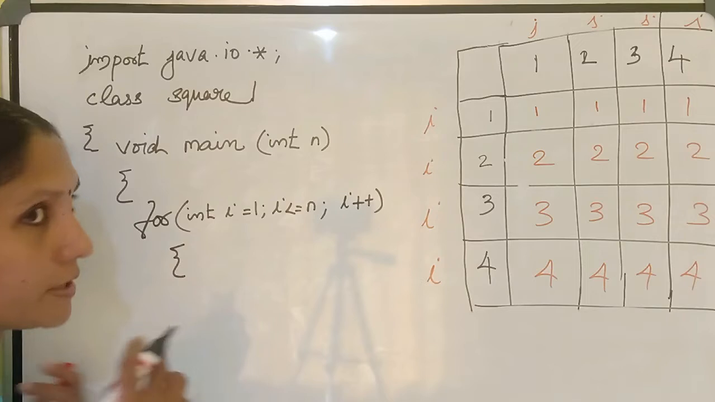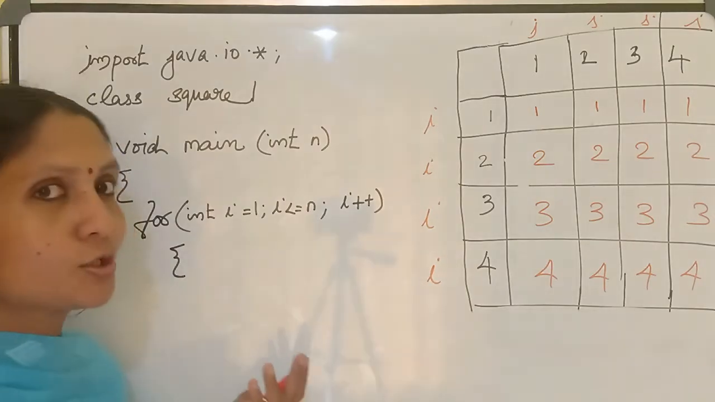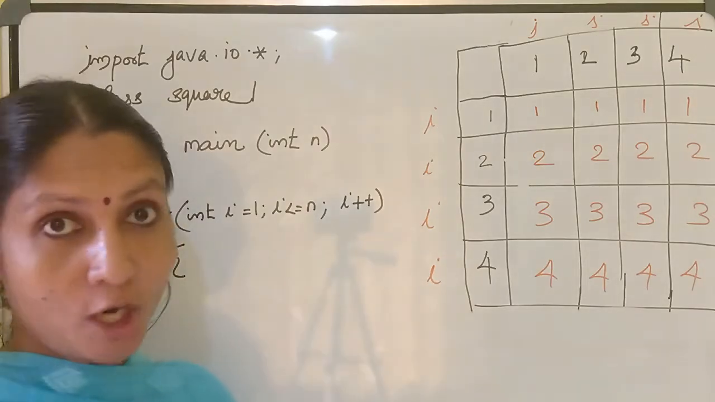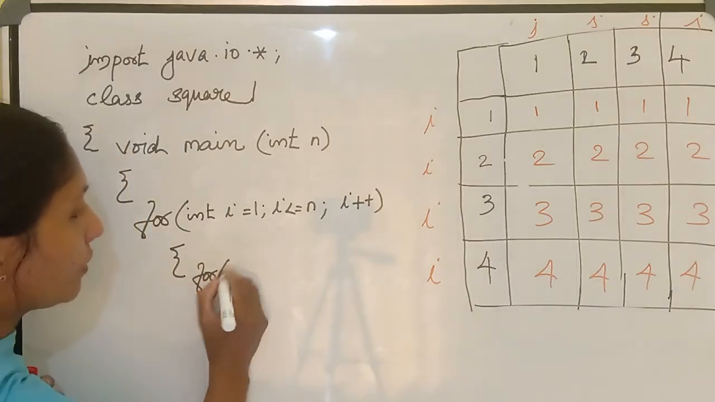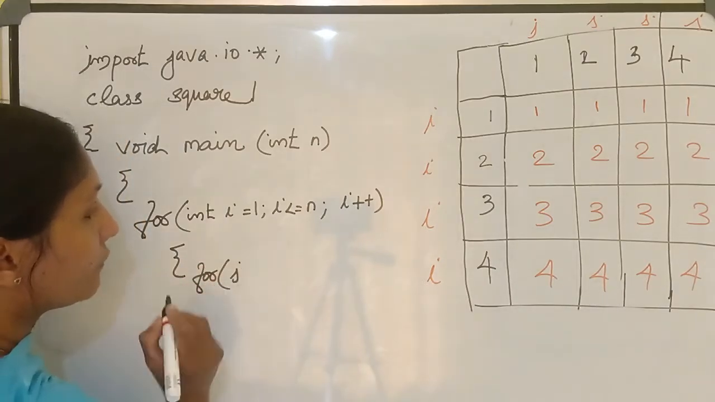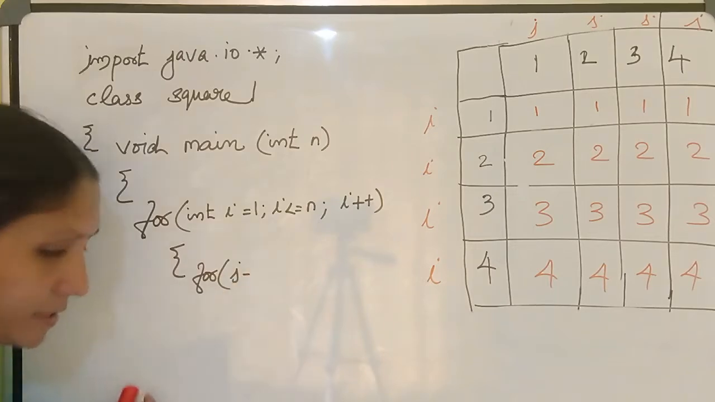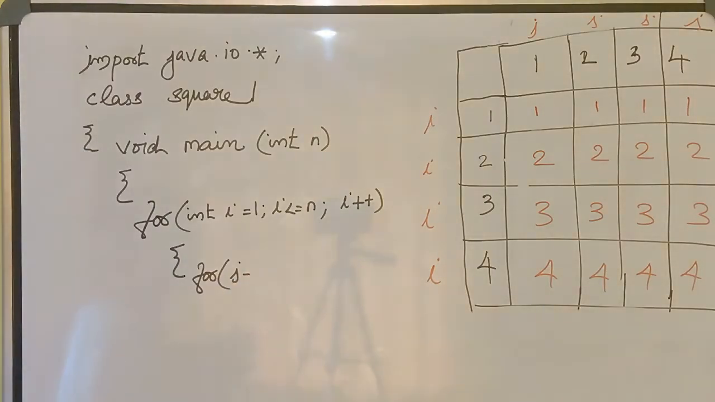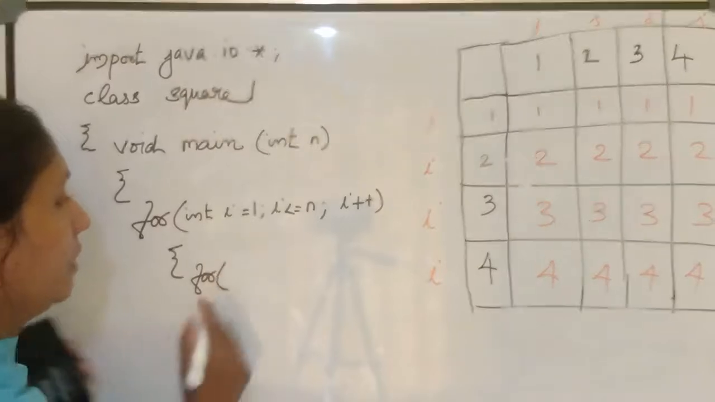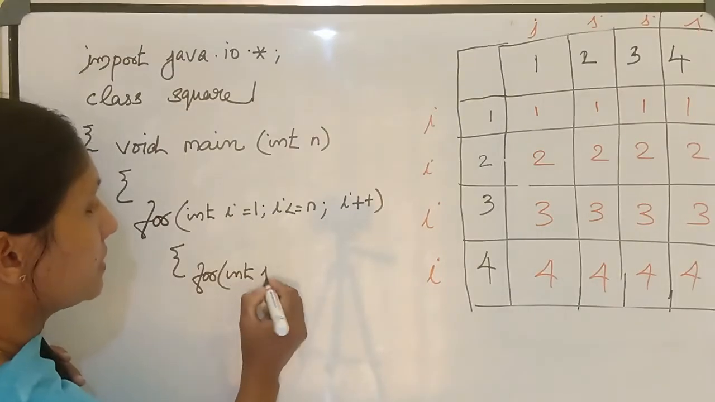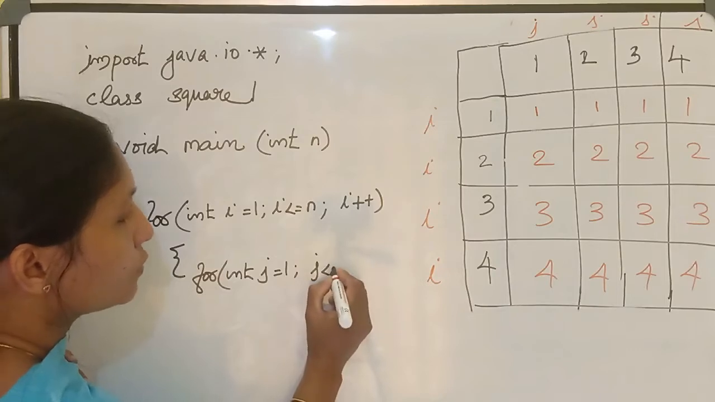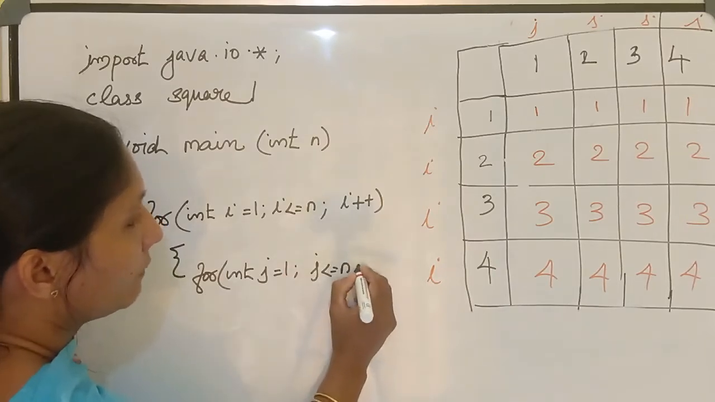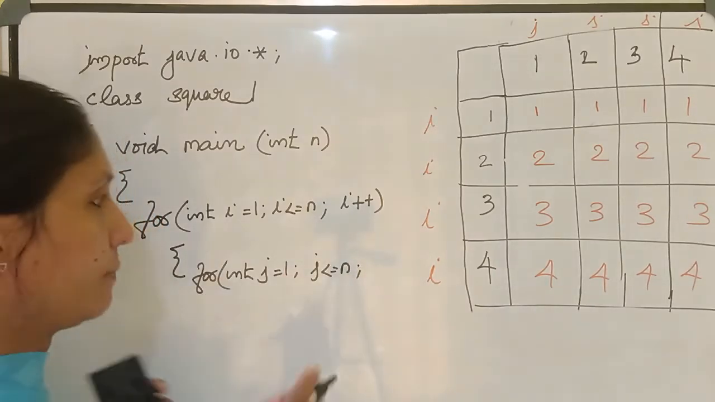Then I will open one curly bracket to create columns in those rows. These columns are represented with the help of j: int j equal to 1, and the limit of this column is also the same as the row, because this is a square shape.